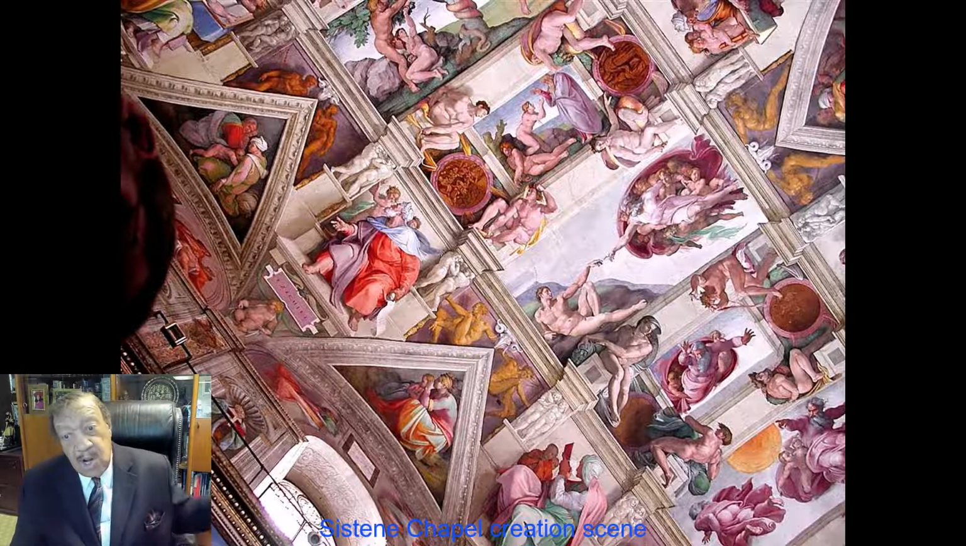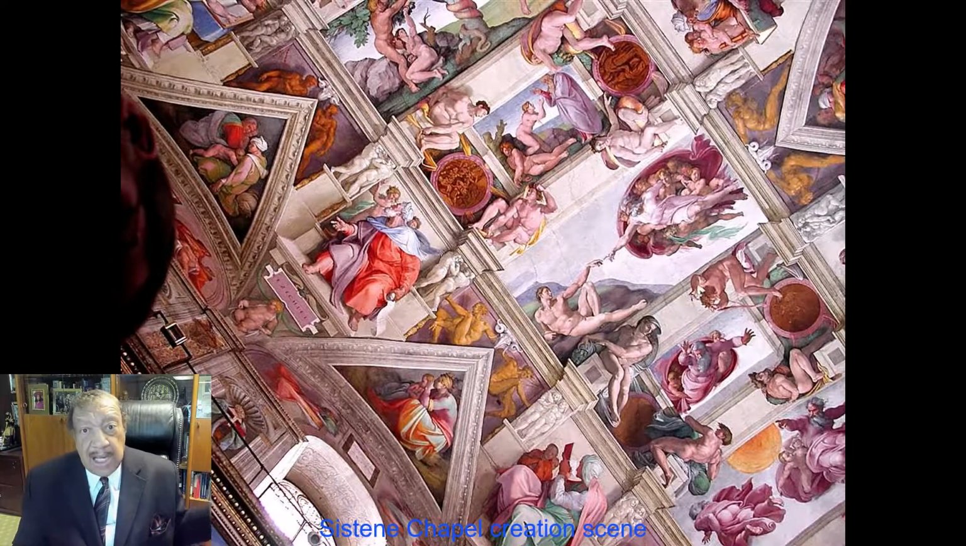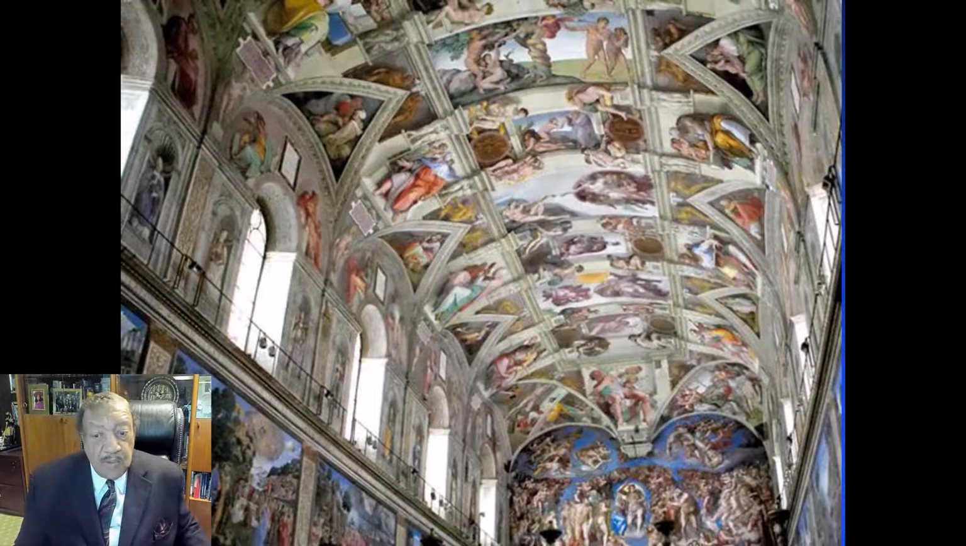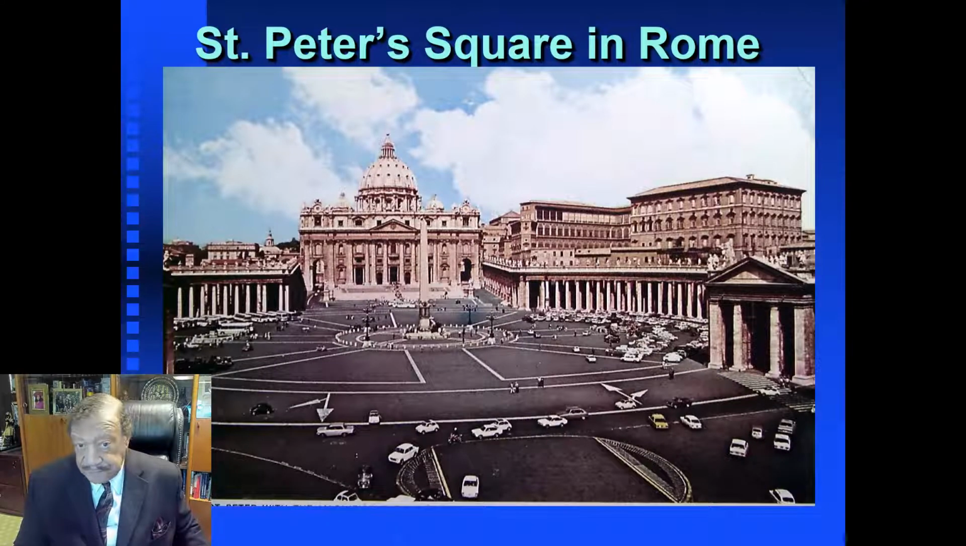He had to enlarge it, and he had to make it larger than it was. He had to work with scale. But there you see those 33 panels. And then toward the front, you see the Last Judgment.